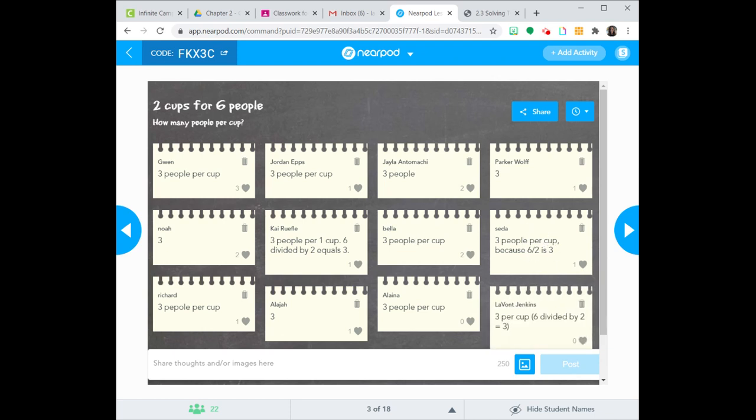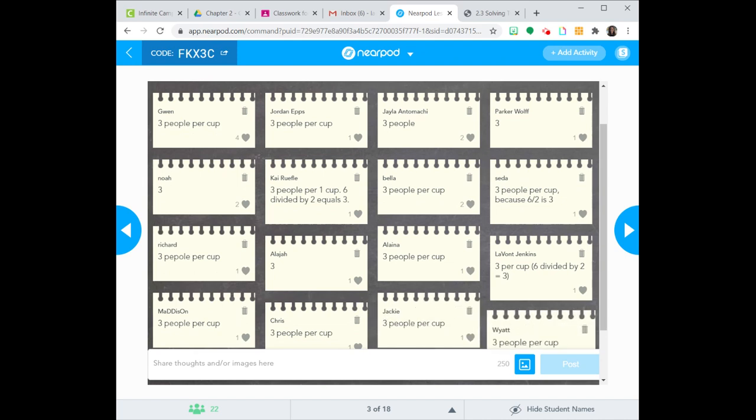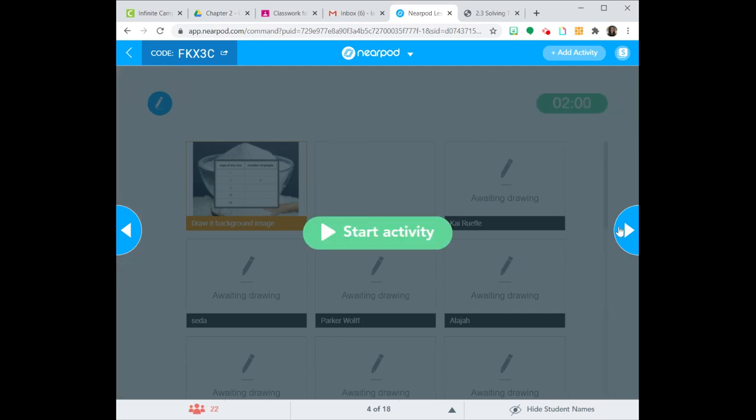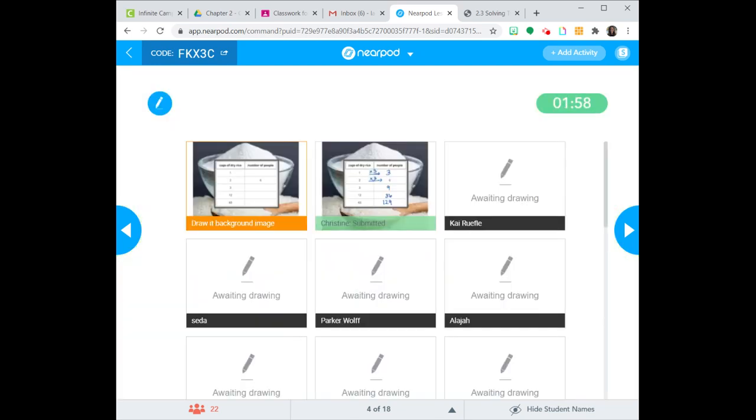Awesome. I like these that are coming through, going ahead and explaining 6 divided by 2 equals 3. A lot of us are writing that. Awesome. So now with that knowledge, 3 people per cup, I'm going to flip the slide so we can fill out a table. Hit start. So now you'll see that it has 2 cups for 6 people. So go ahead and fill in the rest of the numbers. How many people for 1 cup? How many people for 3 cups?